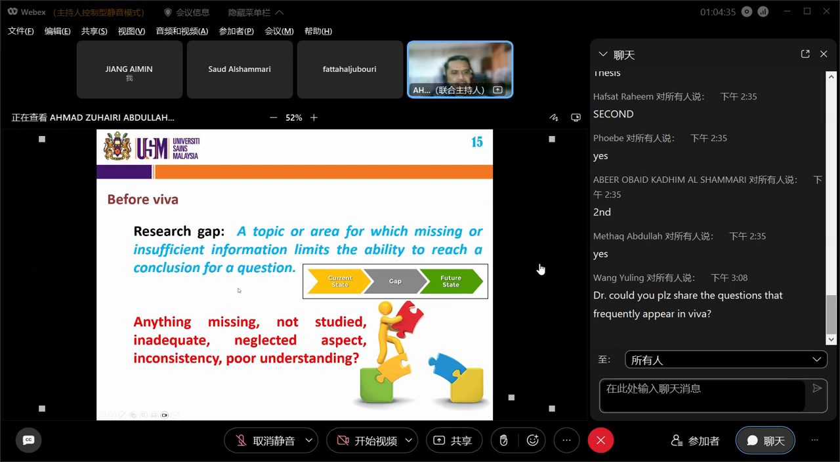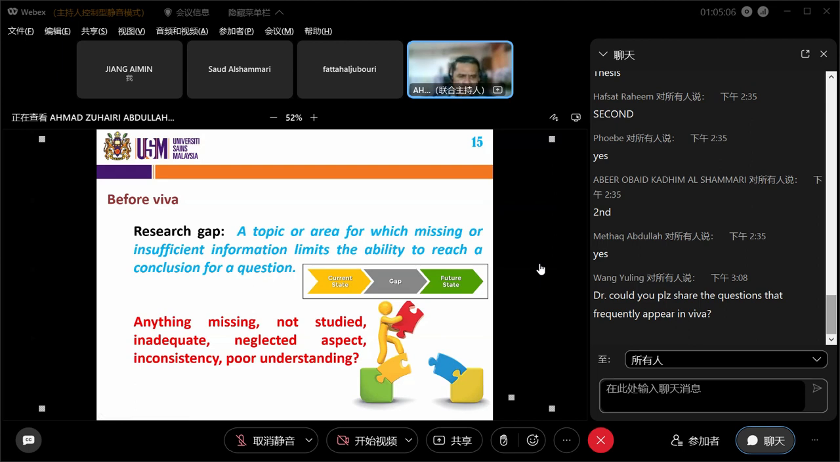All right, another thing, research gap. A topic or area for which missing or insufficient information limits the ability to reach a conclusion for a question. So this is from literature. This is still missing. This is what we see for the future. So something missing here is what we need to address. All right, that is what we mean by research gap.